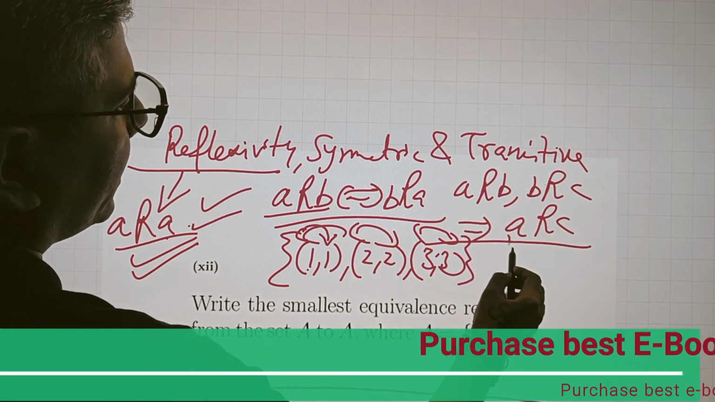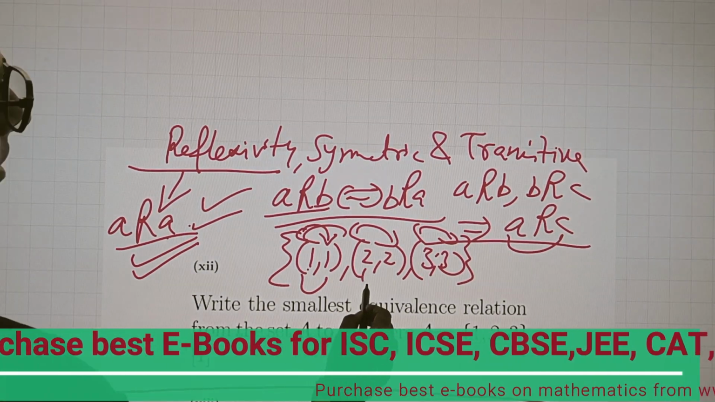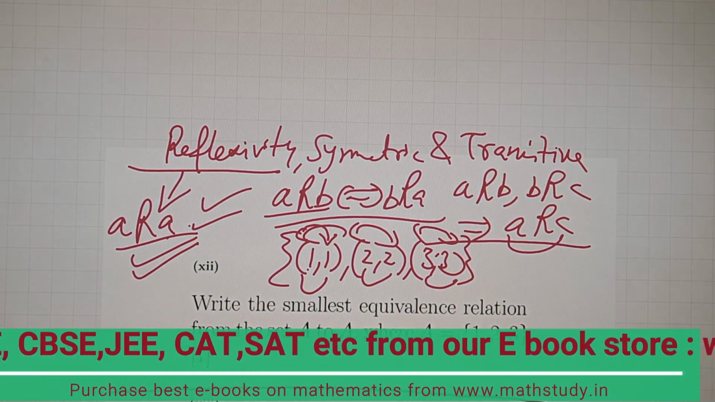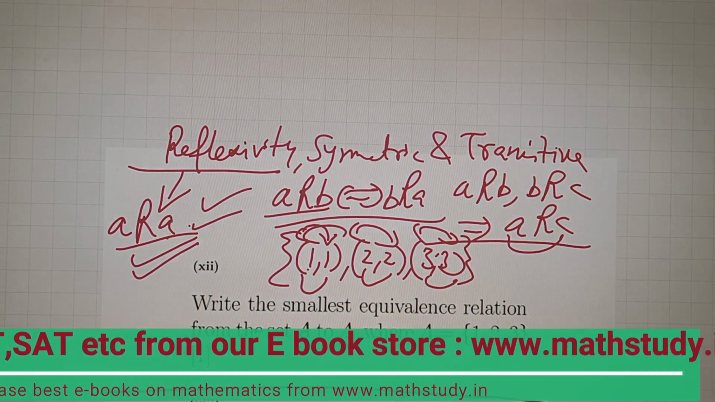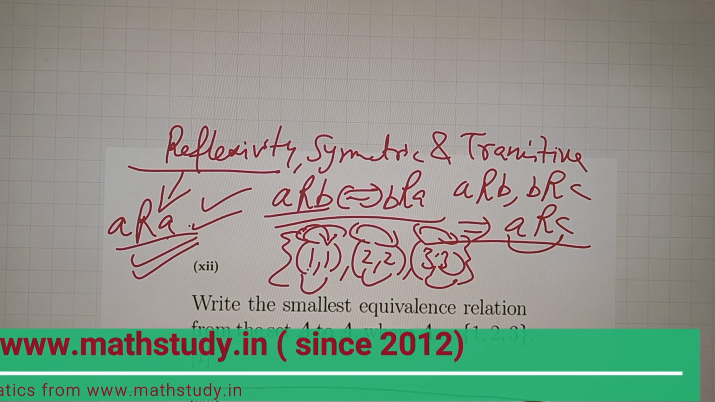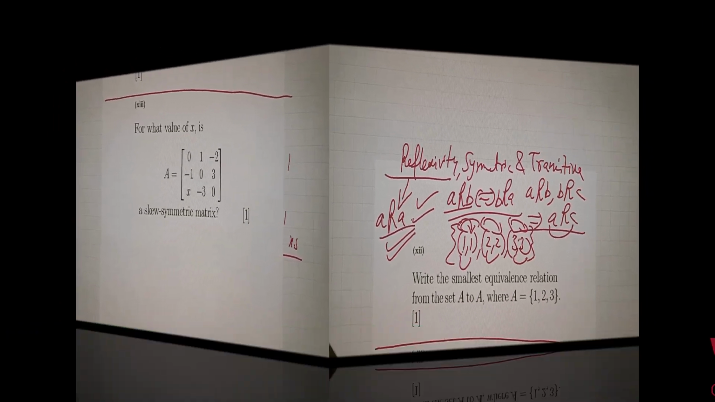So similarly A is related to C, so 1 is related to 1 itself. Similarly in this case and this case as well. Therefore we can say this is the smallest equivalence relation set from A to A, where A is {1, 2, 3}. Now let's move towards part 13 of question number 1.